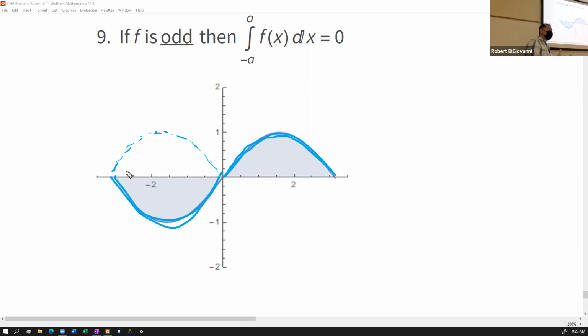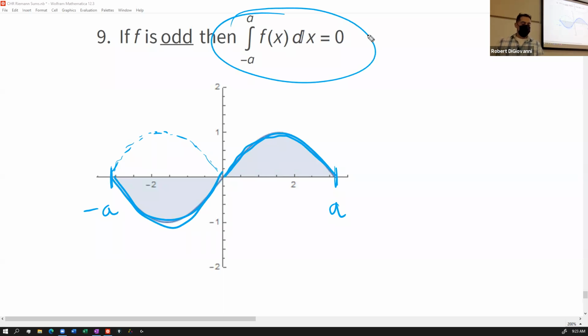So if you have an odd function, and you integrate from negative a to a, again, it has to be from negative a to a, it can't be from a to b, then whatever area you get on the right is going to be canceled out by the area on the left. And so you should always get 0. That's what this is saying. But you have to have an odd function for that to be true.